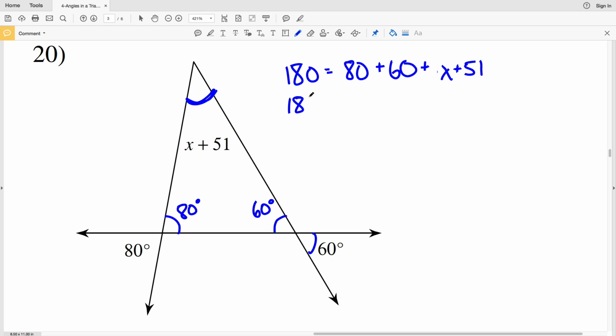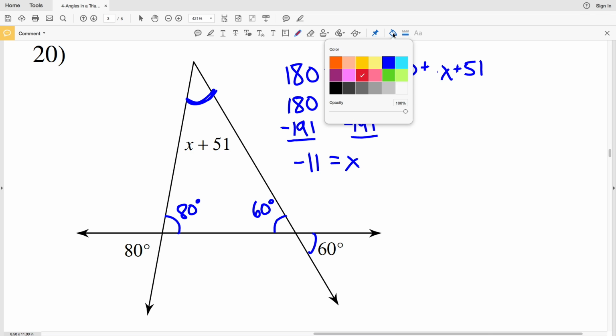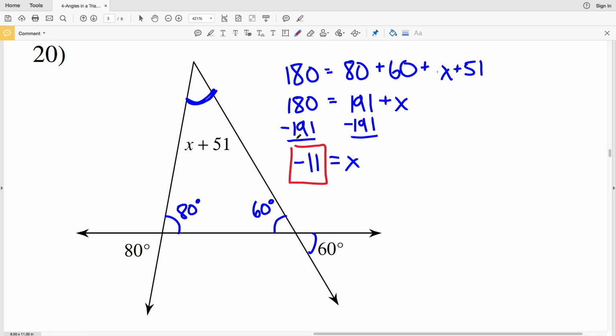So I have 180 equal to 80 plus 60, which is 140, plus 51, which is 191. So 191 plus x. Subtracting 191 from both sides, I get that negative 11 is equal to x. So negative 11 is my solution in number 20. And if I wanted to solve for the measure of this angle, I'd plug negative 11 back in for x.